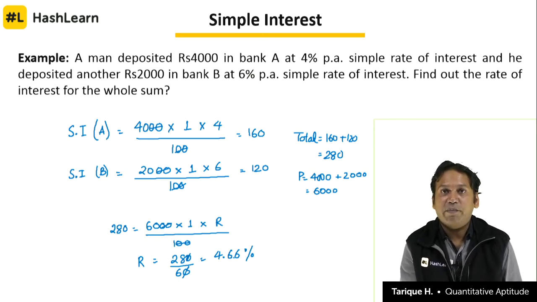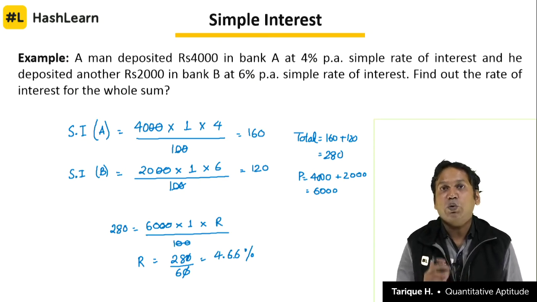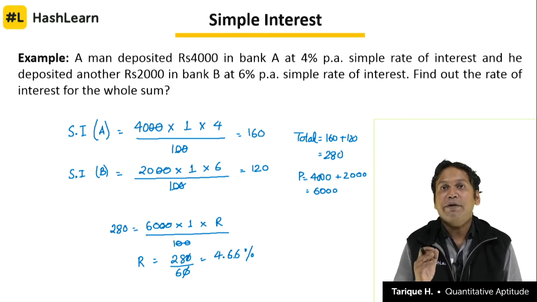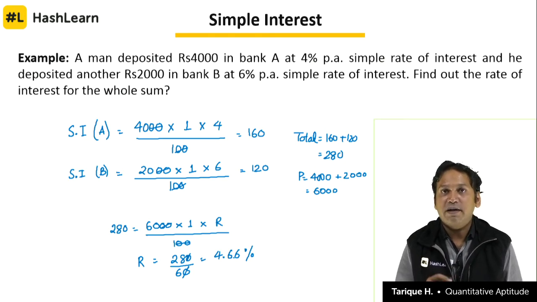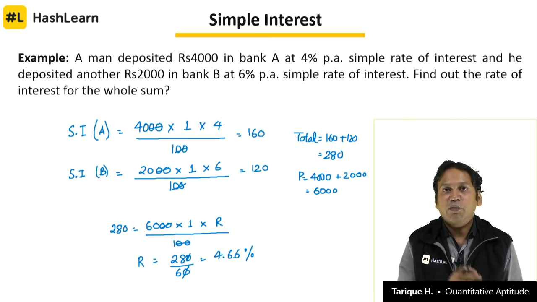Simple interest for bank A, simple interest for bank B. Total simple interest कितना है? Total principal कितना है? What is the total simple interest? 280. And what is the total principal? 6,000 rupees. Taking 280 as the simple interest and taking 6,000 as the principal for 1 year, what will be the effective rate percent? Right? That is what we have done.